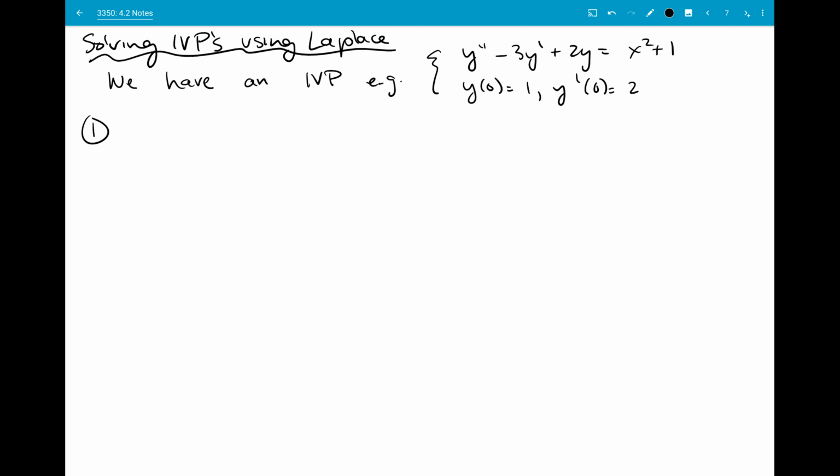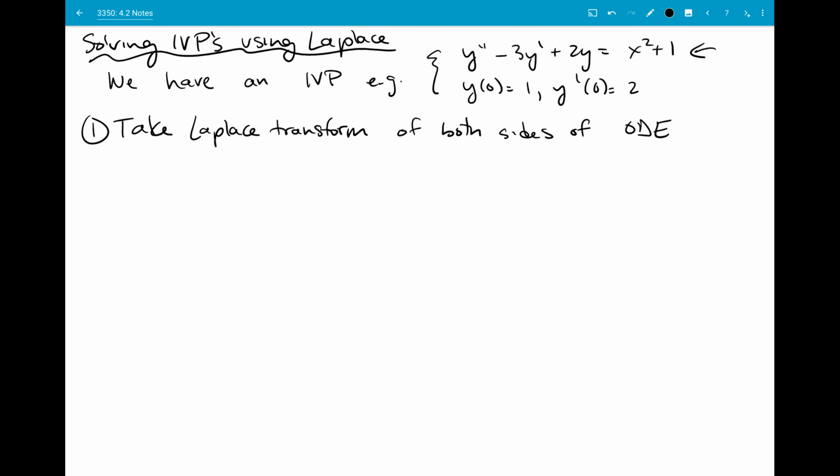So first of all, what you're going to do is just take the Laplace transform of both sides of your ODE. And that's this thing up top right there. And a couple things to note. You're going to have L of little y equal to some capital Y of s. And remember linearity.